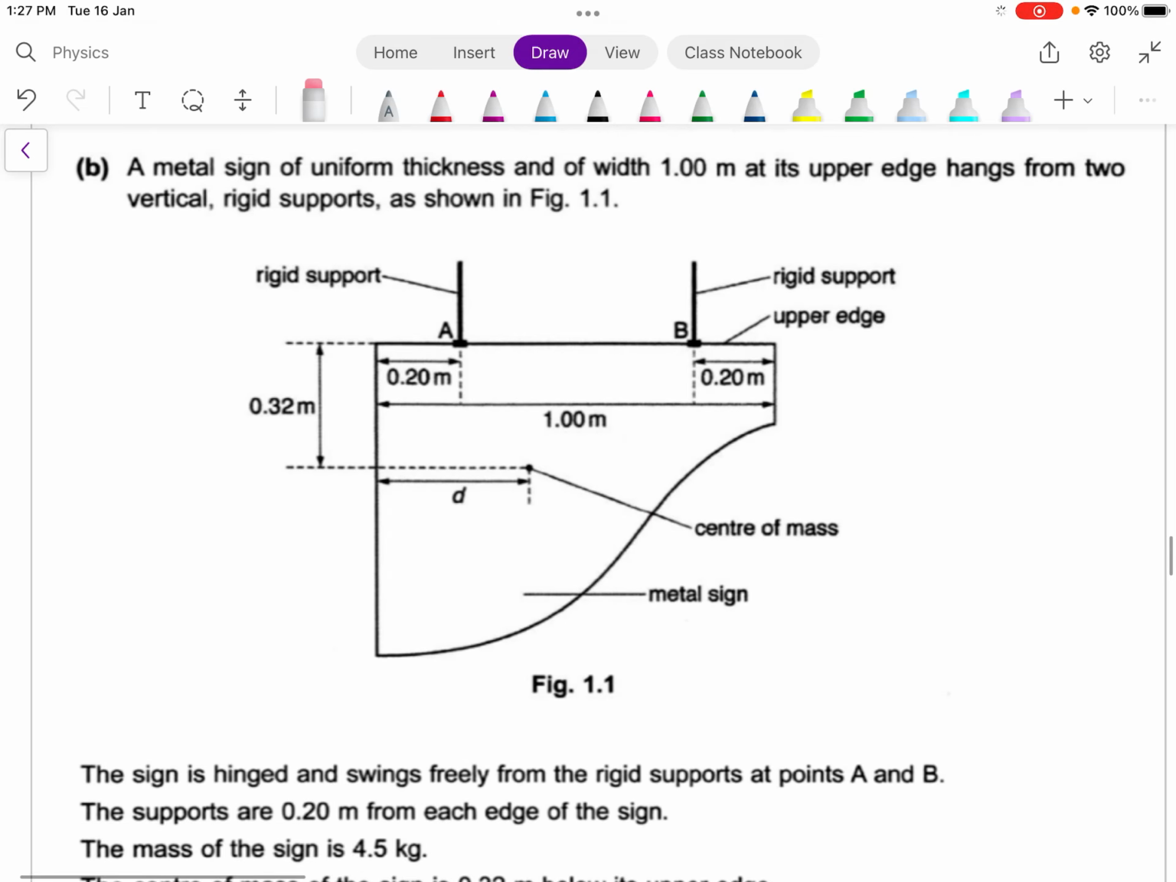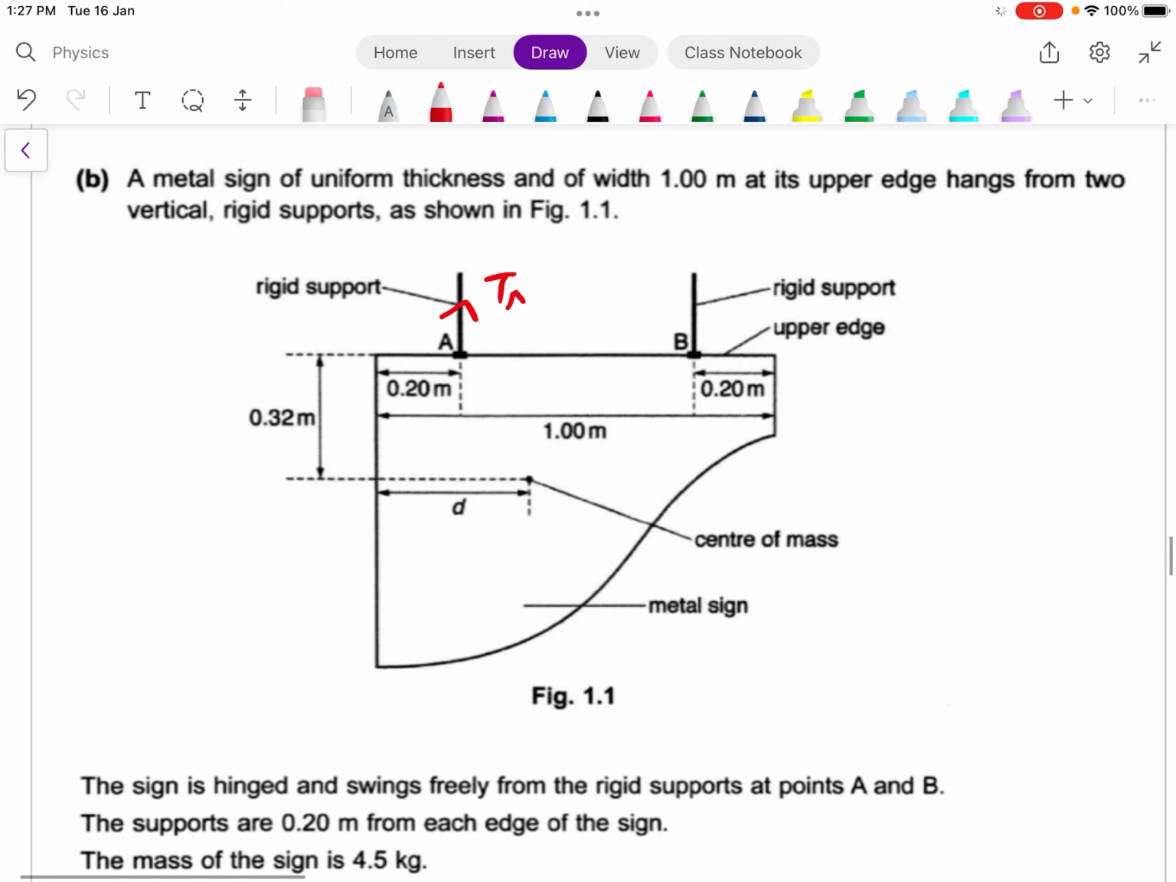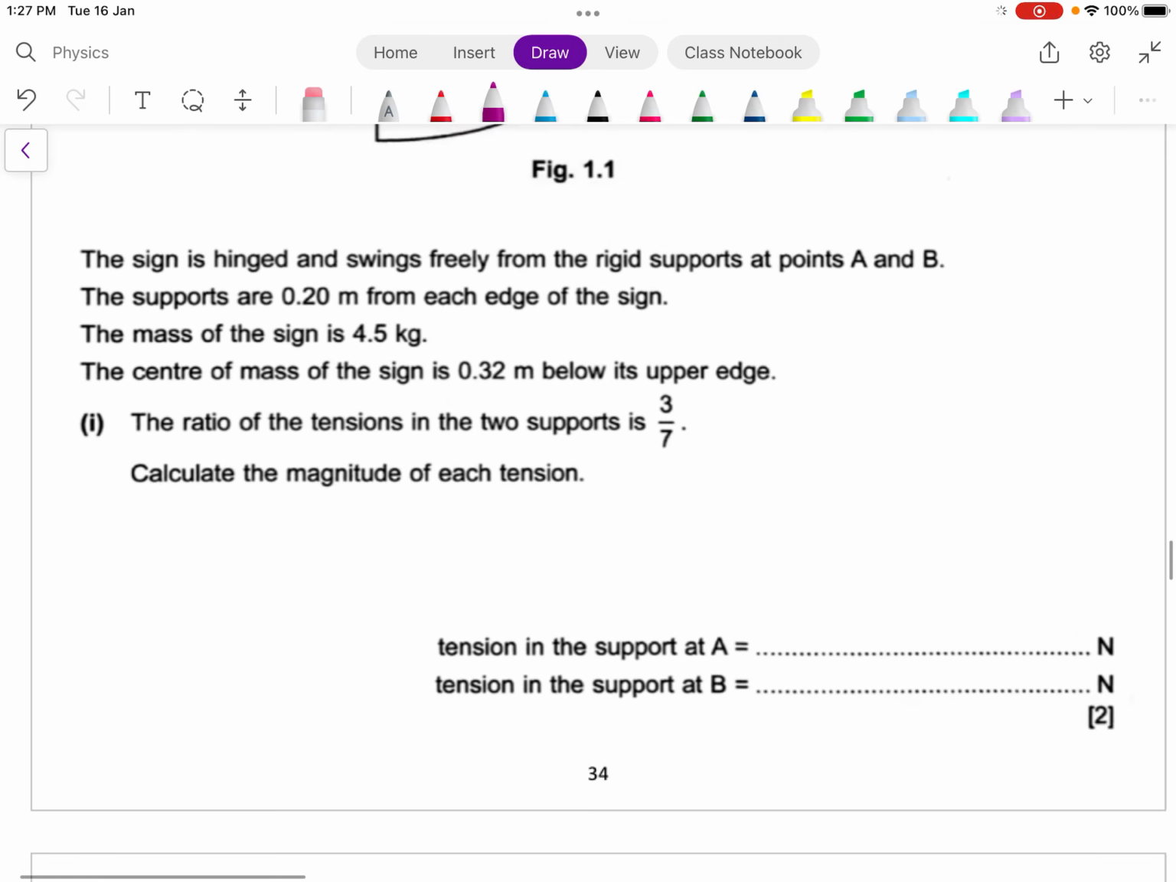If you look at A and B, as seen from the diagram, the CG is nearer to rope A, meaning that rope A should have a higher tension. So TA must be bigger. Then what about TB? The tension of B must be smaller, right? So with this, I know that this is 3/7, meaning 3:7. So what is the 3? 3 is the TB. Then the 7 is the TA.